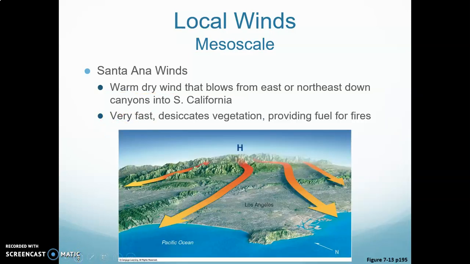So downwind, an area like Los Angeles, you get this very hot and dry wind. Hot because it came from the desert, even hotter because it decreased in altitude. Dry because it came from the desert as well. Well, what does this do? Any vegetation in the area is completely dried up, creates fuel for fires.